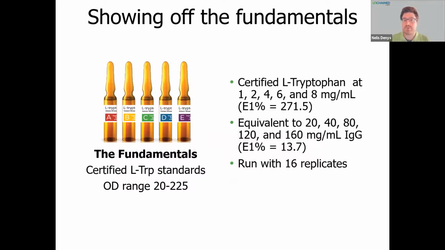Now, verifying UV-Vis performance with NIST standards gives a solid snapshot of instrument operation, but it only covers a few absorbance metrics. The Fundamentals is a third-party certified kit containing 5 tryptophan standards in a dynamic range from 20 to 225 OD. The Fundamentals make it easy to prove accuracy, precision, and linearity in the wavelengths most relevant for proteins with 5 concentrations of aqueous L-tryptophan. Since tryptophan residues cause most of protein's absorbance at 280 nanometers, the Fundamentals is an appropriate model for most protein applications.